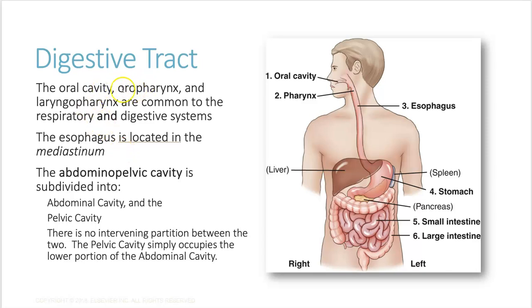Now, the oropharynx and laryngopharynx are common to the respiratory and digestive systems, because that's a passageway that both air and food contents can travel before we hit the area of the epiglottis, where it closes off the trachea so we can swallow food and water, or it opens so that we can continue to breathe. So the esophagus is located in the mediastinum. We talked about that together. Mediastinum is pretty much anything here in the center of the thoracic cavity. It includes the heart and great vessels, esophagus, thymus, things like that.